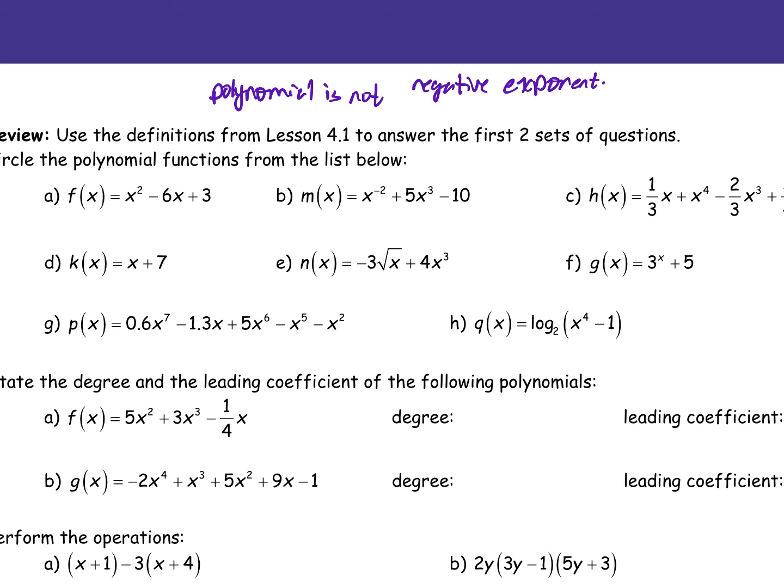The negative exponent, square root of a variable. That means I can have a square root as a number, I just can't have the variable under the square root. Logarithms. A variable as an exponent. Okay, those are some of the things that cannot be.